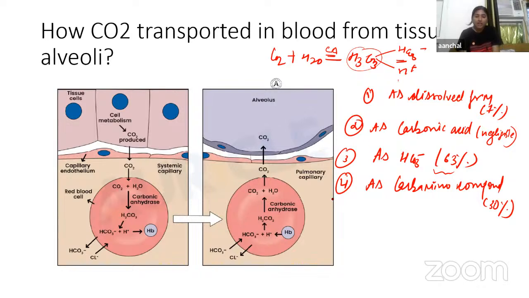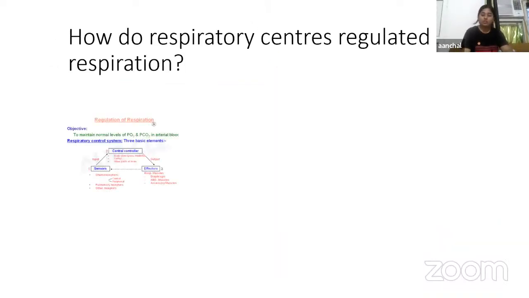Right? Now last we have the carb-amino compound. Okay, so approximately 30% of CO2 is transported as carb-amino compound. Carbon dioxide is transported in blood in combination with hemoglobin and plasma protein. Carbon dioxide combines with hemoglobin to form carb-amino hemoglobin or carbhemoglobin. So the reaction will be this. Okay, and it combines with plasma protein to form carb-amino proteins, and carb-amino hemoglobin and carb-amino protein are together known as carb-amino compounds. Fine.